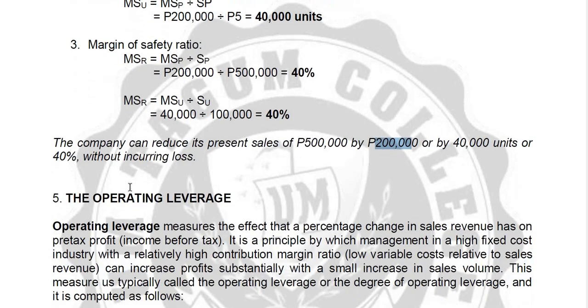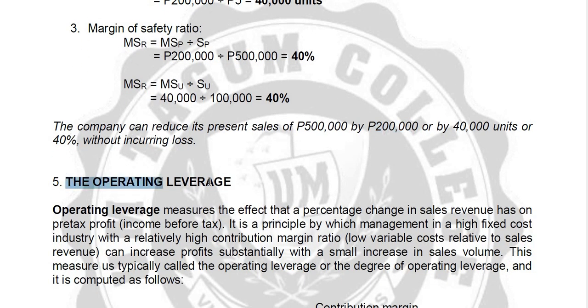Okay, so we're down to our last topic here: the operating leverage. So, what is operating leverage? It measures the effect that a percentage change in sales revenue has on pre-tax profit or income before tax. Meaning, class, operating leverage is how your net profit, or your profit before tax, is affected given a certain percentage change in your sales revenue.